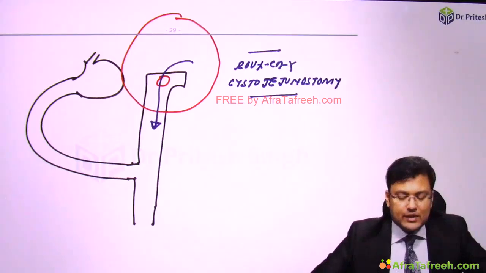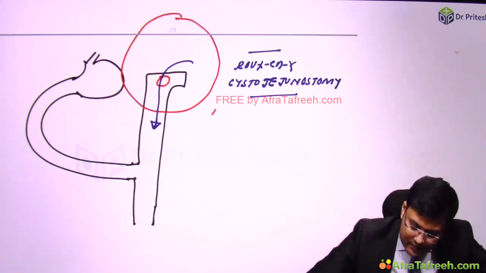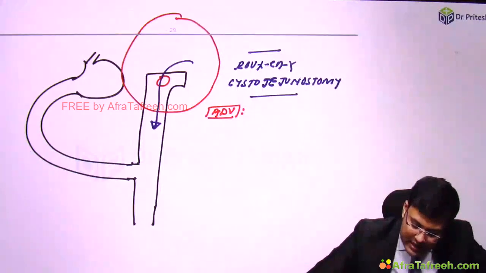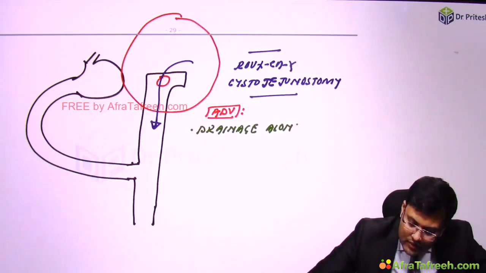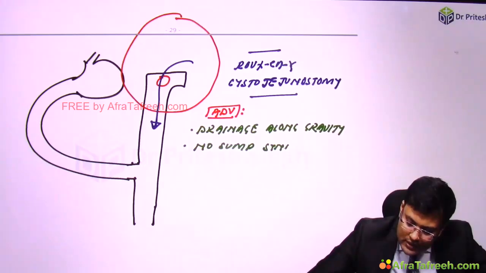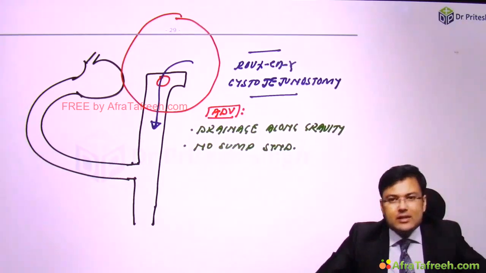It's the treatment of choice. What's the advantage? Can you see here the drainage along gravity? So there is drainage along gravity and no sump syndrome is seen. No sump syndrome. But what is the disadvantage?